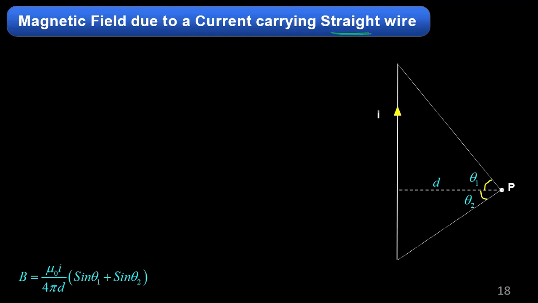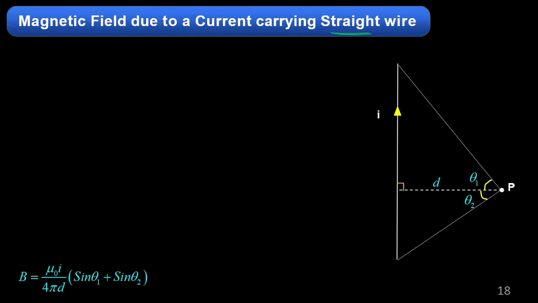There is a straight wire through which the current I is flowing. Now we want to measure the magnetic field for this current carrying wire at a point P, which is at a distance of D from the wire. Now what is this D?